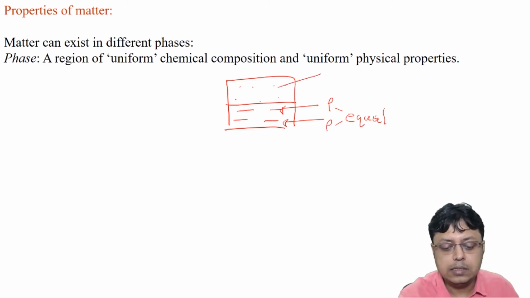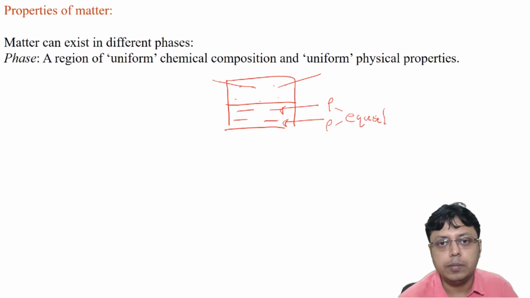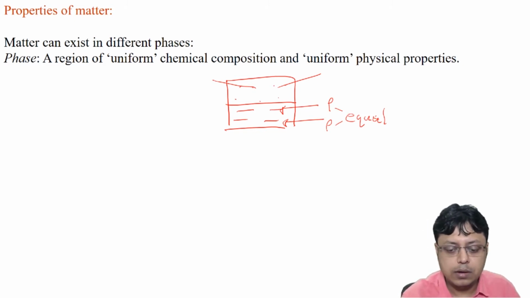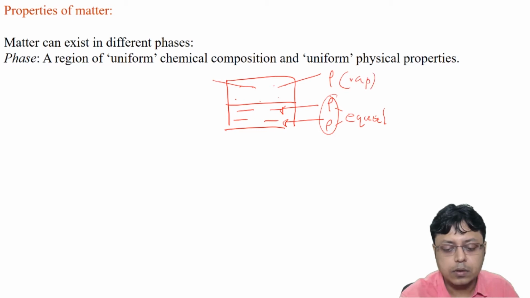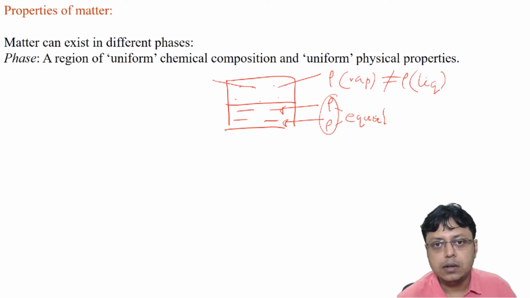Similarly, the densities at any 2 points in the vapor phase will also be equal. However, the densities in the liquid and the densities in the vapor phase will not be equal, which means the liquid phase and the vapor phase are two different phases.